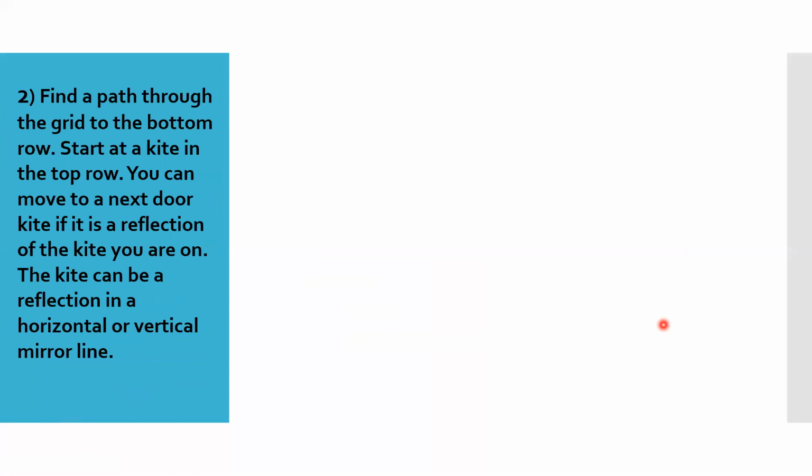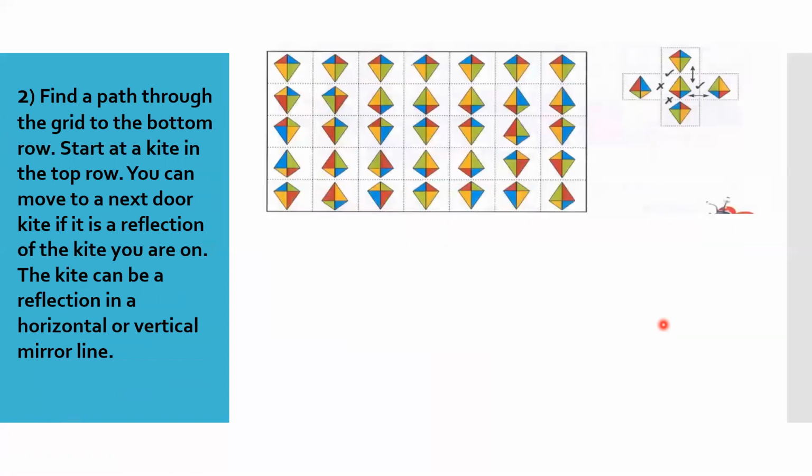So let's see the pattern first. So this is a pattern, like a kite pattern. And what the question is, you need to find a path through this grid to the bottom row. That means you need to start from the top row and find a path through the grid towards the bottom row.